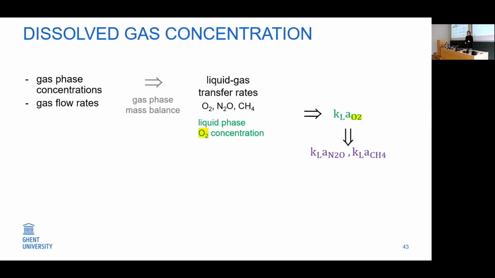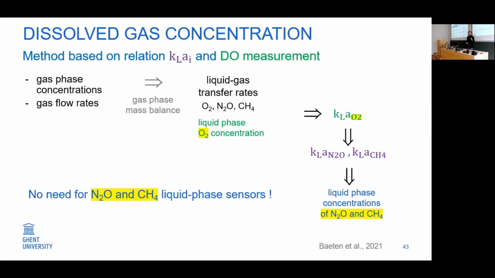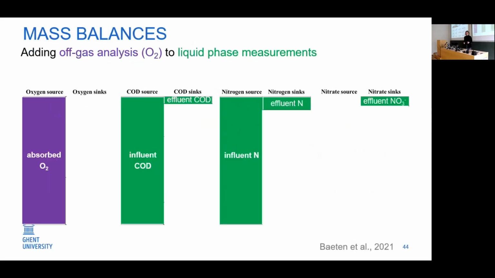oxygen transfer efficiency. And then when we know those, we can actually recalculate with some mass balances the liquid phase concentrations of N2O and methane without measuring. So we now have a technique to quantify the concentration of N2O and methane in the liquid phase without needing liquid phase sensors. Simply using a gas phase device, making use of the relation between the KLAs, DO measurements, and making some mass balances. And mass balances can give us even more.